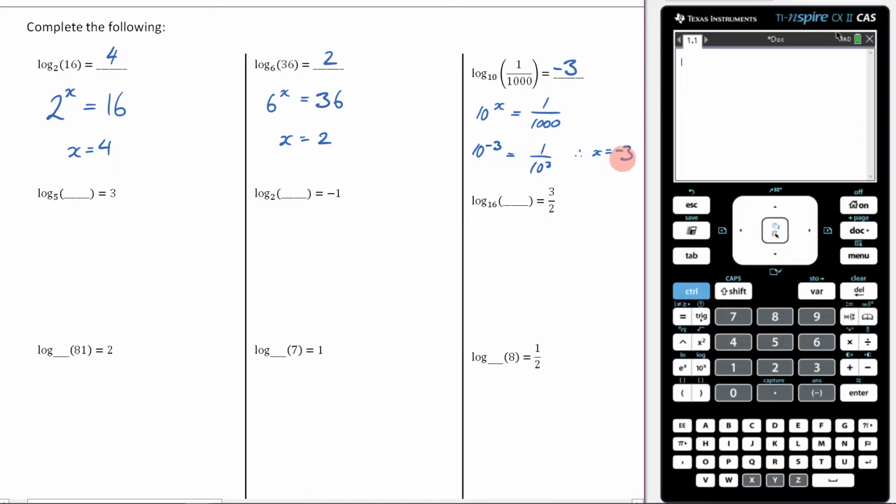All right. Let's now give the next one a go. You should pause it, see if you can do it yourself. All right. So this time we're trying to find the argument. So that is saying I've got a base of 5. It's been raised to 3. What goes here? Well, it's just going to be 125.